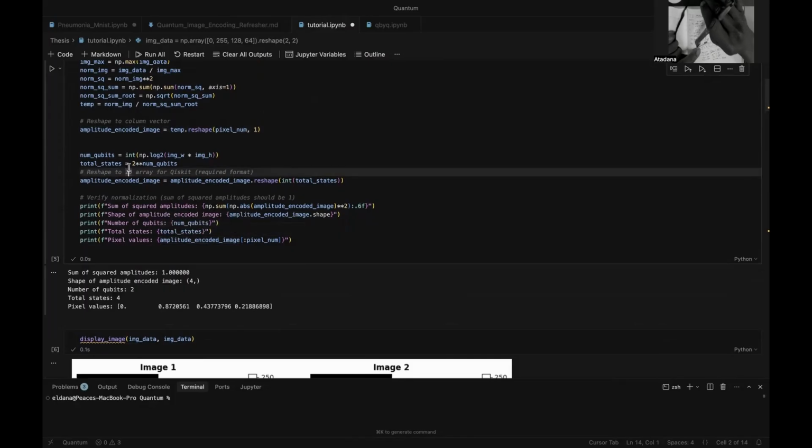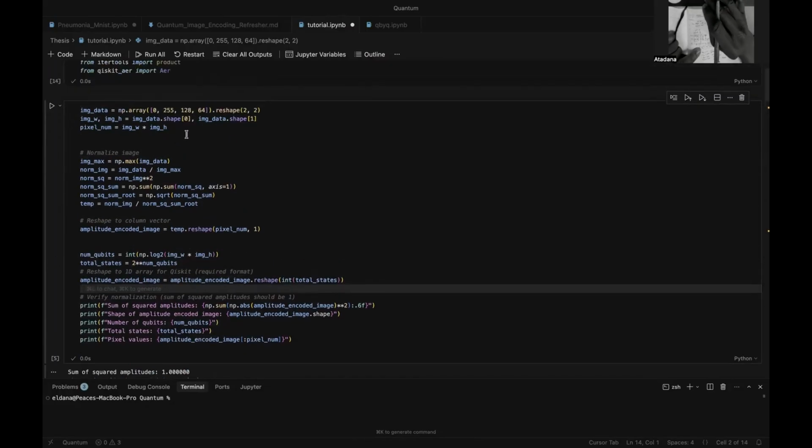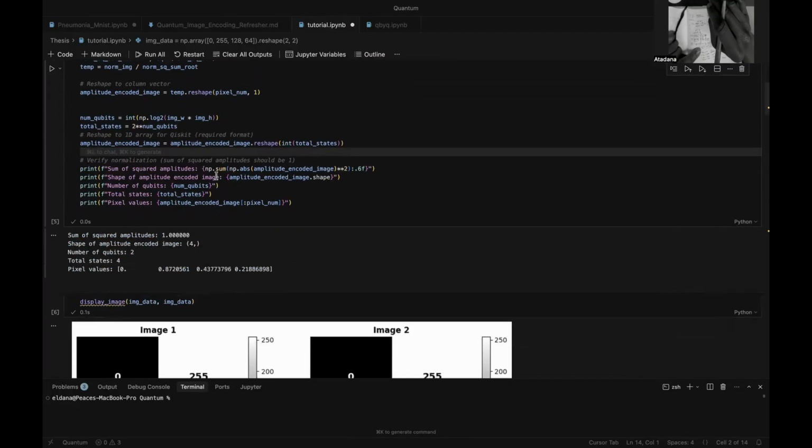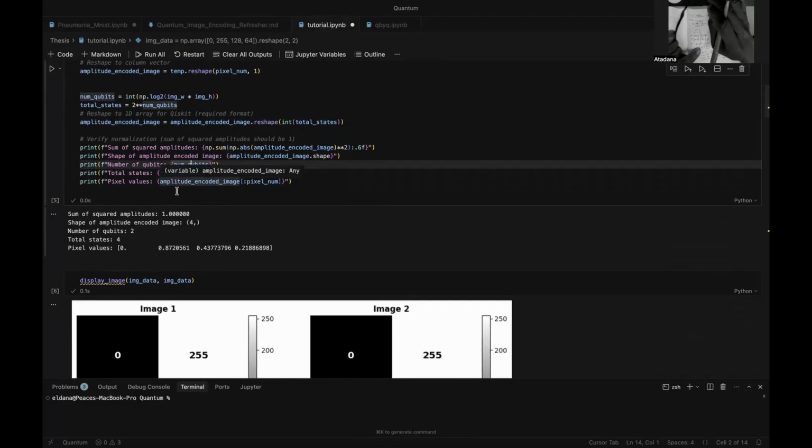So we compute our number of qubits, and we find the total states, which is 2 to the power number of qubits. After that we reshape it to a one-dimensional array. So this was a 2 by 2 image, and we just reshaped it to 1 by 4, so we can easily work with it in quantum circuits, in initializing our quantum circuit. And so we printed our values here.